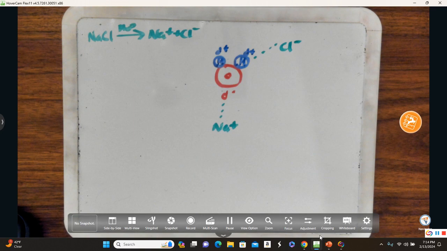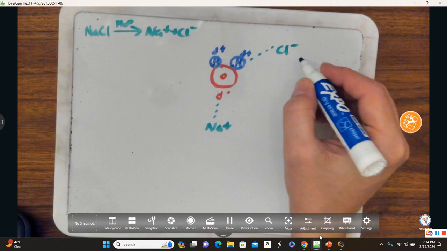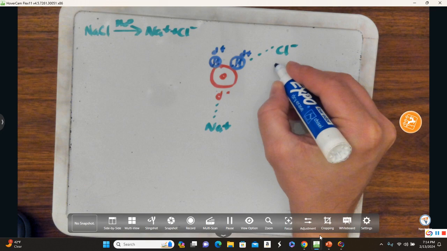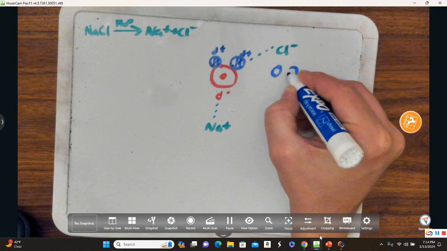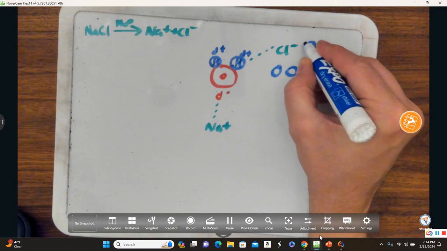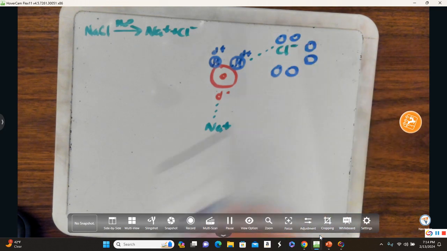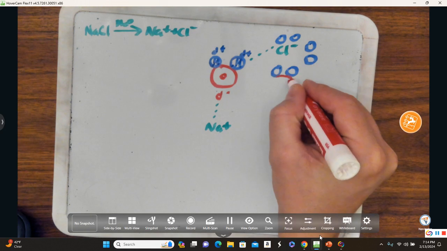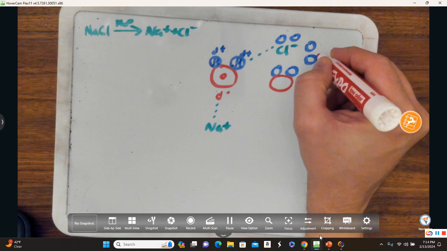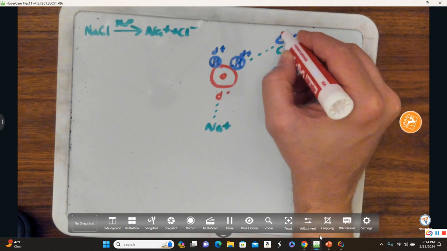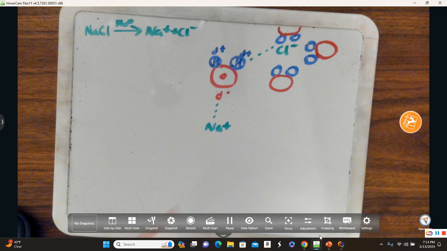Now what's going to happen is we talked about water as a solvent: water surrounds stuff that it dissolves and forms a hydration sphere, okay? We remember that from chapter 2, okay? It forms a hydration sphere, okay?